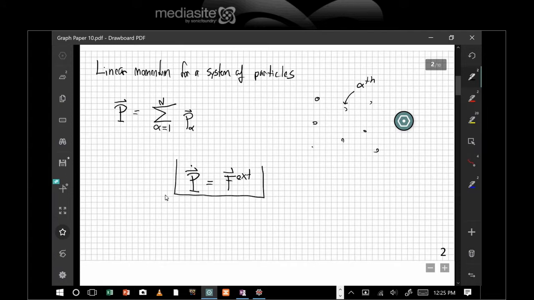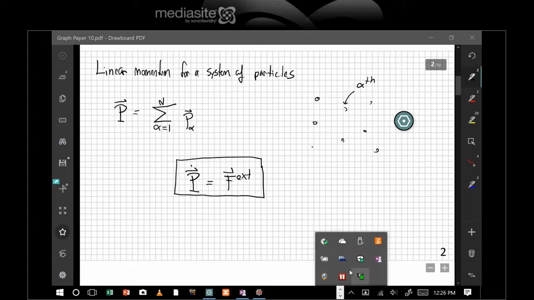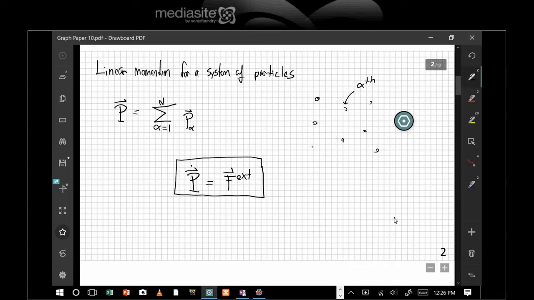Now, how are we going to do that? Well, we're first going to write down an expression for the net force acting on each particle. Okay, and so how do I write down the net force acting on a particle? Let's write down F. This is the net force acting on particle alpha.